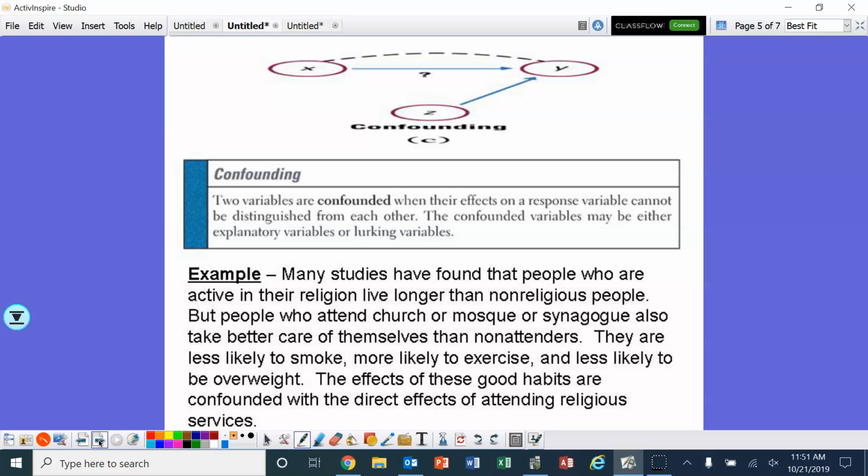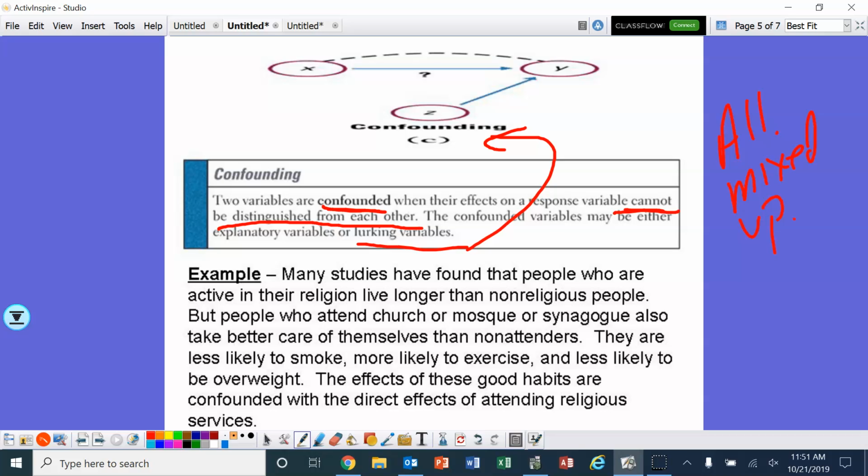Confounding. This is like confusing, all mixed up. All right, two variables are confounded when their effects on a response variable cannot be distinguished from each other. The confounding variables may be either explanatory variables or the lurking variables. All right, so we don't know.